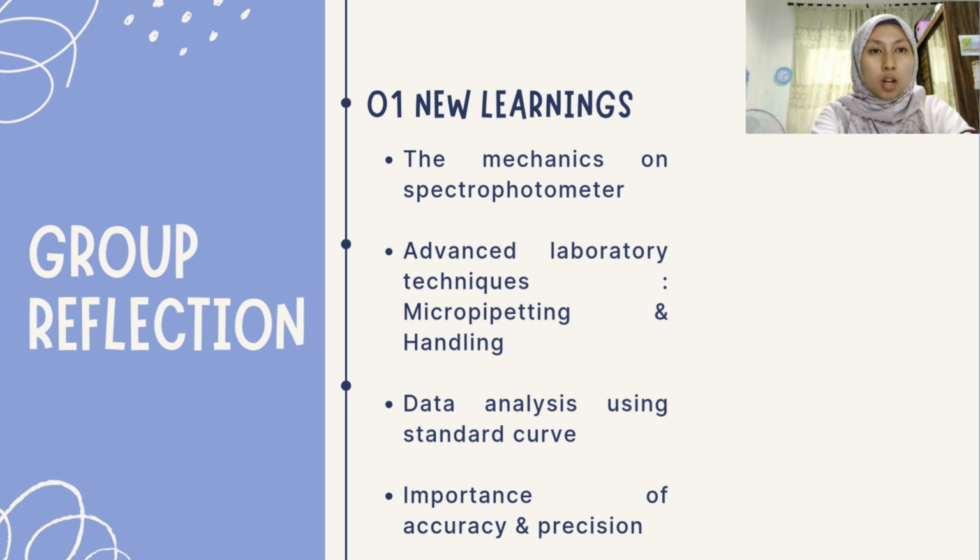The third one, we learned how to analyze data using a curve. We learned how to find the unknown concentration using the linear equation derived from the graph. And lastly, we learned the importance of accuracy and also precision. We learned that even a small error in the experiment can have a significant impact on the result.